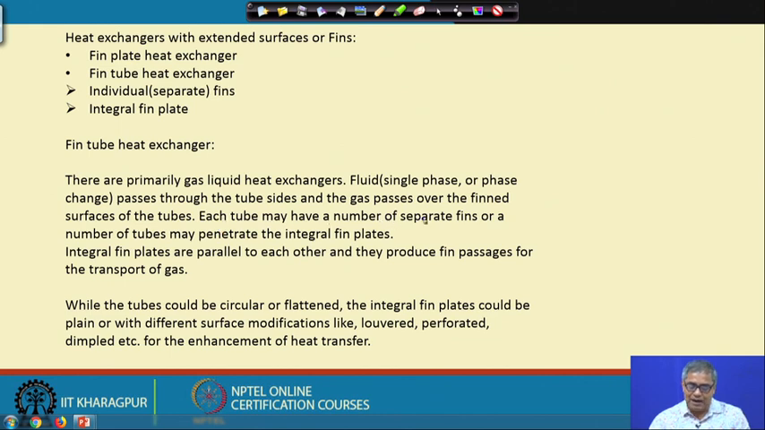Each tube may have a number of separate fins, or a number of tubes may penetrate the integral fin plates. This I am telling time and again, so that you have some idea, and we will also have a number of figures. From there we will understand what I am telling. Integral fin plates are parallel to each other and they produce fin passages for the transport of gas. What I am saying is that on the fin side there is passage of gas. So, this integral fin plate will provide the passage through which gas will pass.